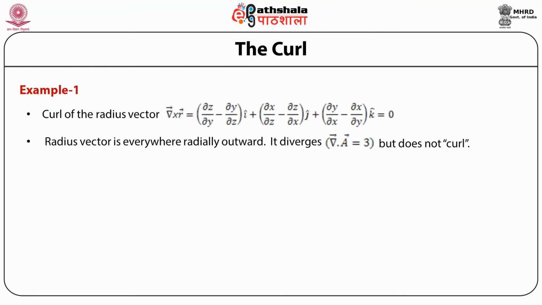First, curl of the radius vector: del cross r vector is equal to del z by del y minus del y by del z into i cap, plus del x by del z minus del z by del x into j cap, plus del y by del x minus del x by del y into k cap, which is equal to 0. Here the radius vector is everywhere radially outward. It diverges, that is, del dot A vector is equal to 3, but it does not curl.